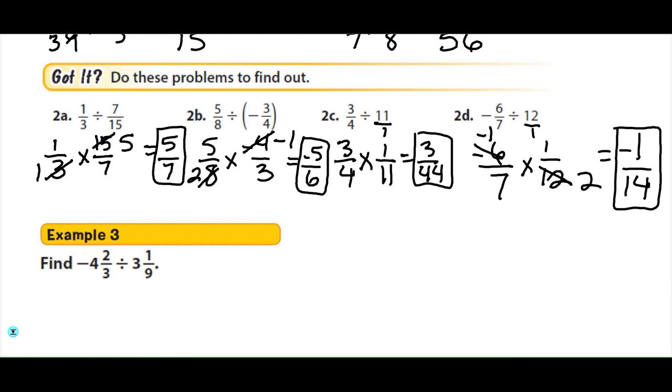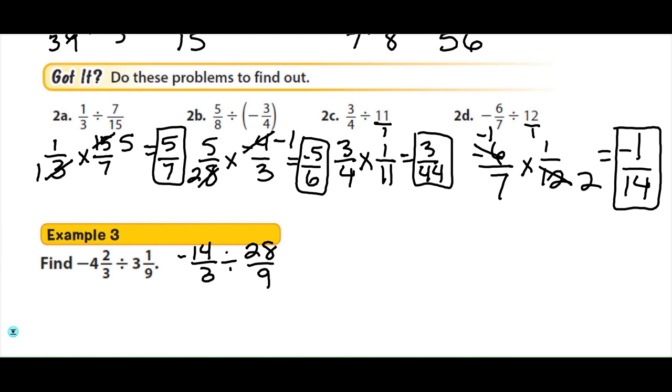We've got to change them to improper fractions before we do anything else. Let's rewrite the whole question before we even start. We have 3 times -4, which is -12, and then 12 plus 2, which will give us 14. So this is actually -14/3 divided by, and then we have 9 times 3, which is 27, plus 1 makes it 28. So it's actually 28/9. Now, if you notice, I did not do keep, change, flip.